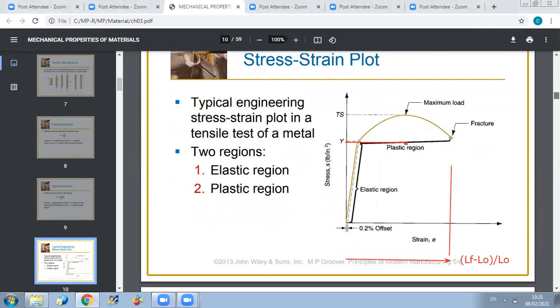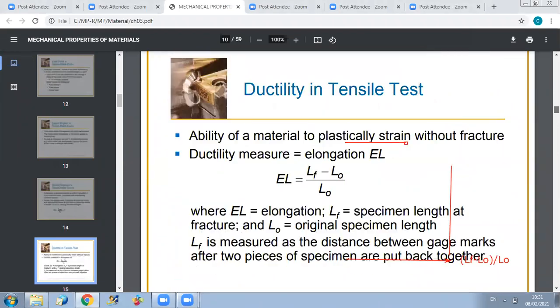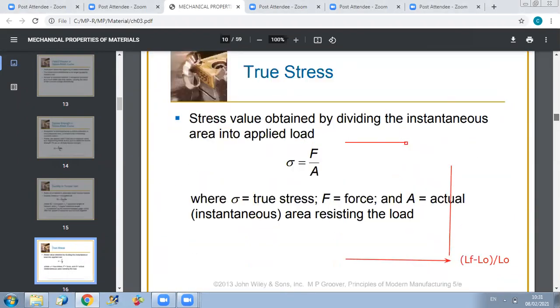Now, we move to the other type of curves we can draw in a tensile test, which is the true stress versus the true strain. First, we have seen that the engineering stress is not actually a measure of stress, but a measure of the force, because it's the force over a constant. If you want truly to find the variation of stress, we should divide the applied load by the actual area at any instant. So the stress value is obtained by dividing the applied load by the instantaneous area.